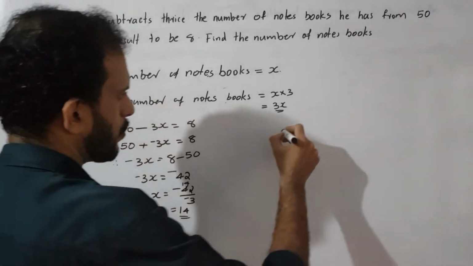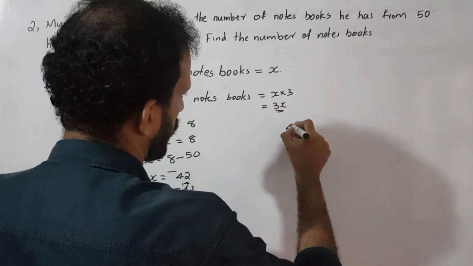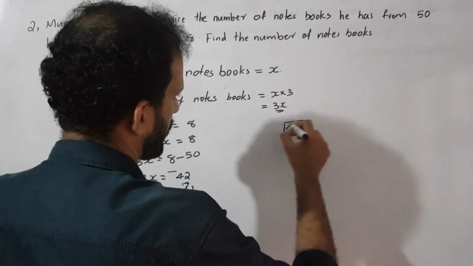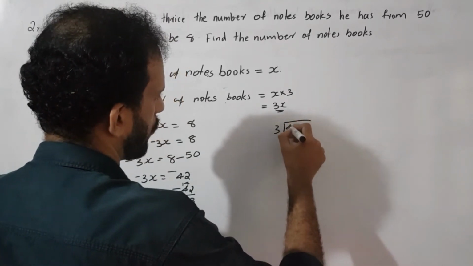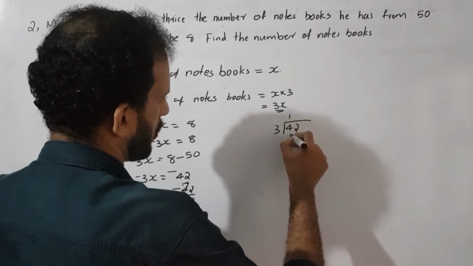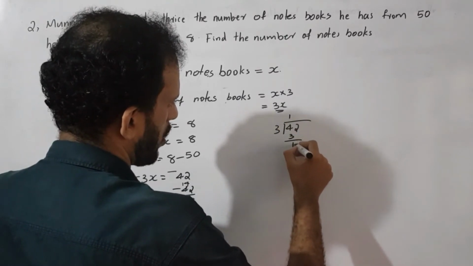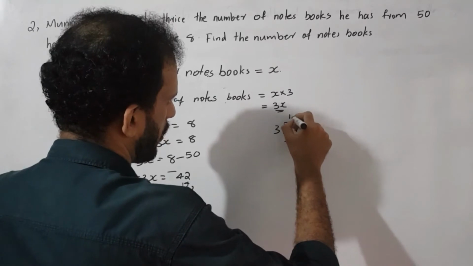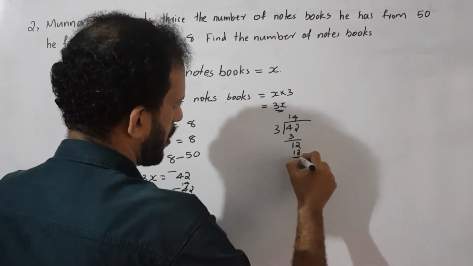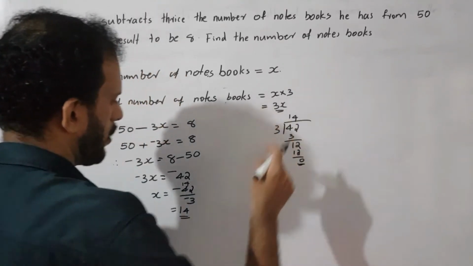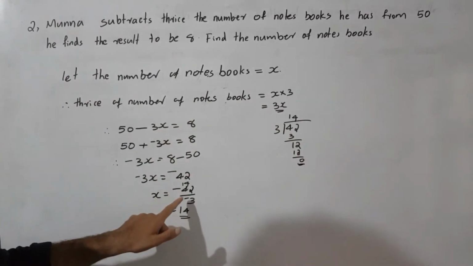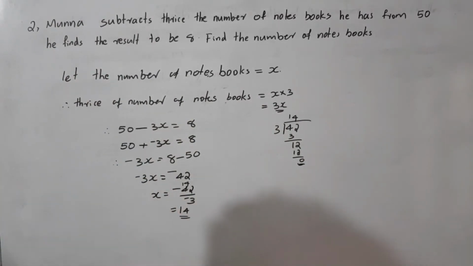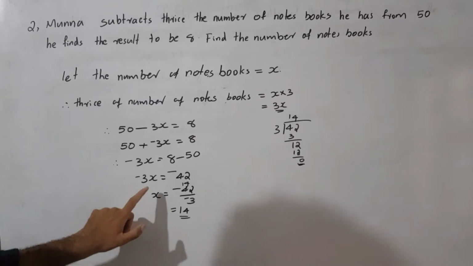The actual division is like this: 42 divided by 3. How many times does 3 go into 4? 1 time. 1 into 3, 3. Then subtract: 1, 12. Then 4, 12, remainder is 0. Then what is the answer? 14. We are dividing two negative integers, so the answer is positive. Then what is 14? 14 is the x value.